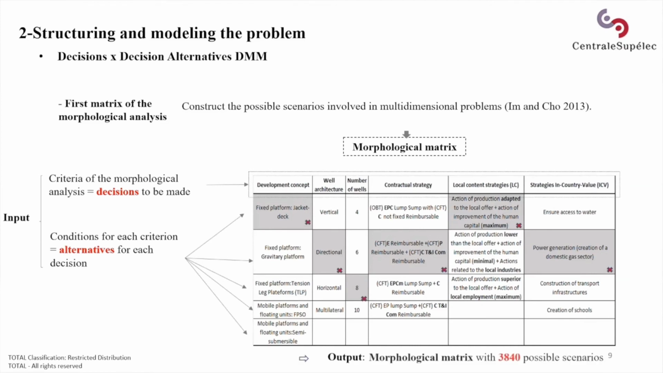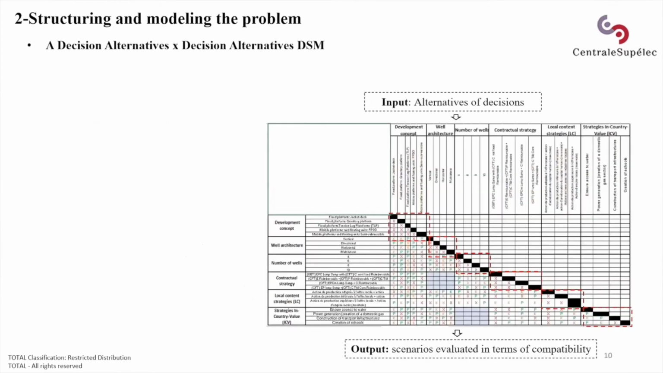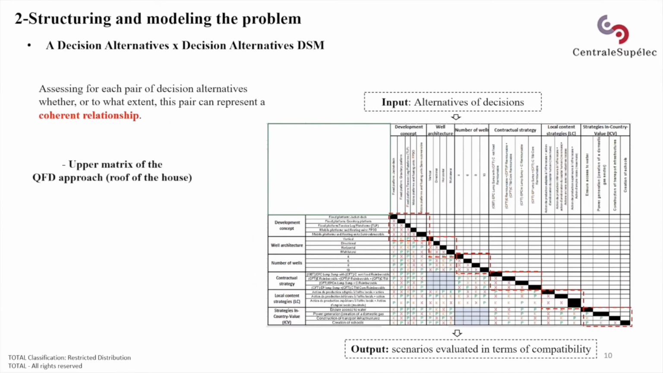And in our case, we have a morphological matrix with 3,840 possible scenarios. The third matrix is the decision alternatives cross-decision alternatives, DSM. Its purpose is to evaluate for each pair of decision alternatives whether or to what extent that pair can represent a compatible relationship. For the QFD approach, it corresponds to its upper matrix, also called the roof of the house.